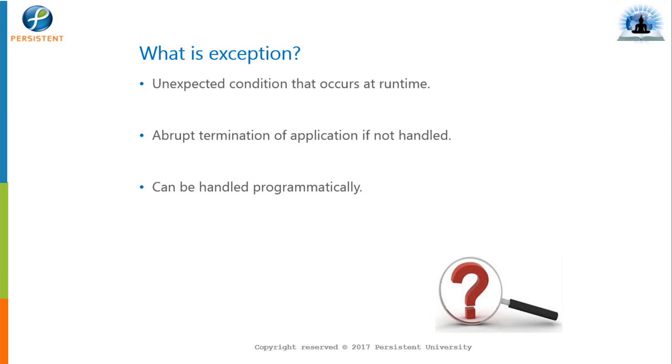Okay, so what is an exception then? An exception is an unexpected condition that occurs at runtime, but which can be solved, which has some handling, some mechanism to solve that problem. So this is nothing but a problem that occurred at runtime which can be solved. Simple as that. A problem occurred at runtime which can be solved is the exception.